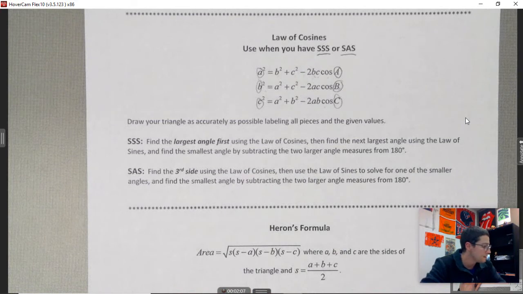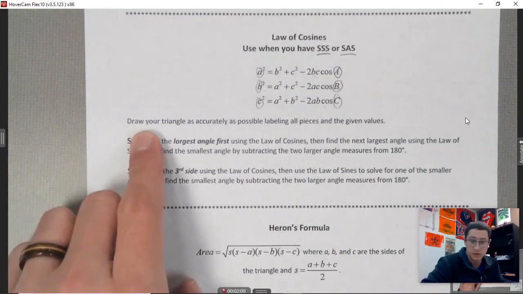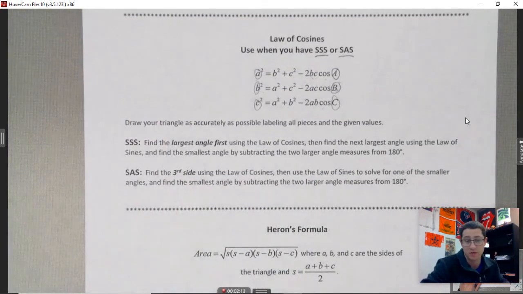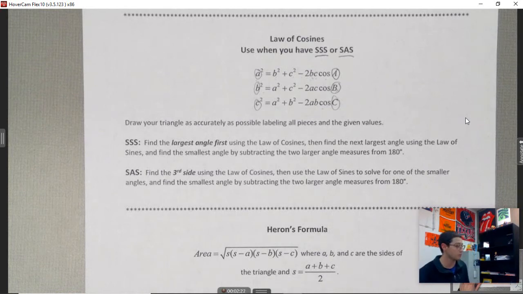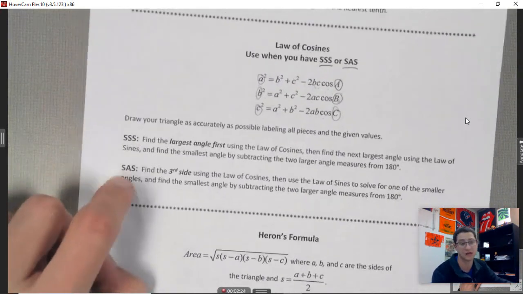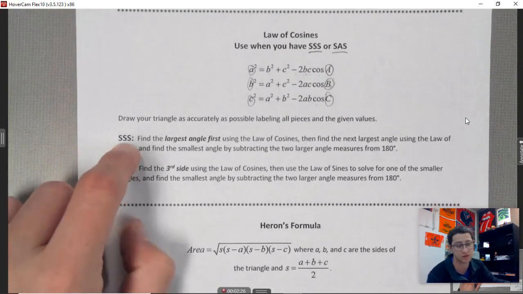Let's see, steps. Draw your triangle as accurately as possible. It does help, just better visuals. Make your obtuse angle obtuse and try to make your acute angles acute. But there's two different outcomes: side, side, side, and side, angle, side. Let's just talk about the steps first.